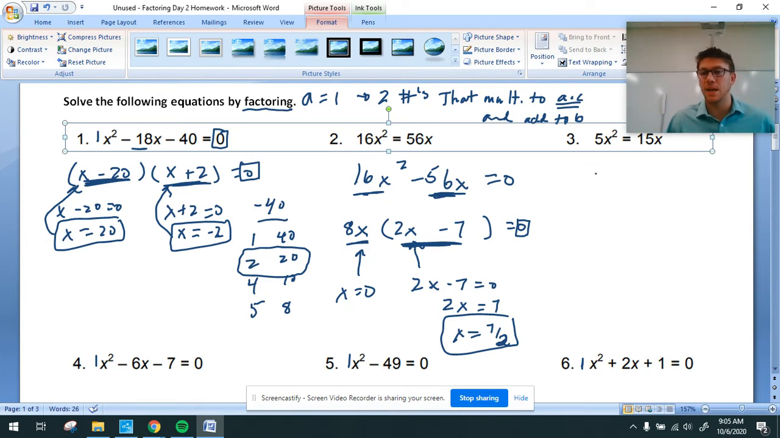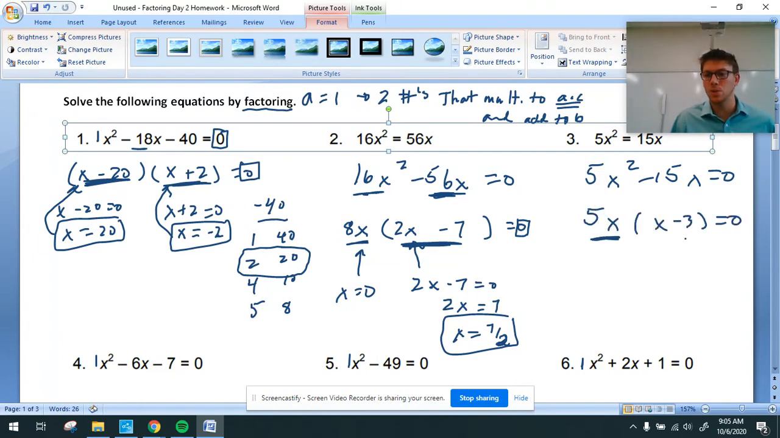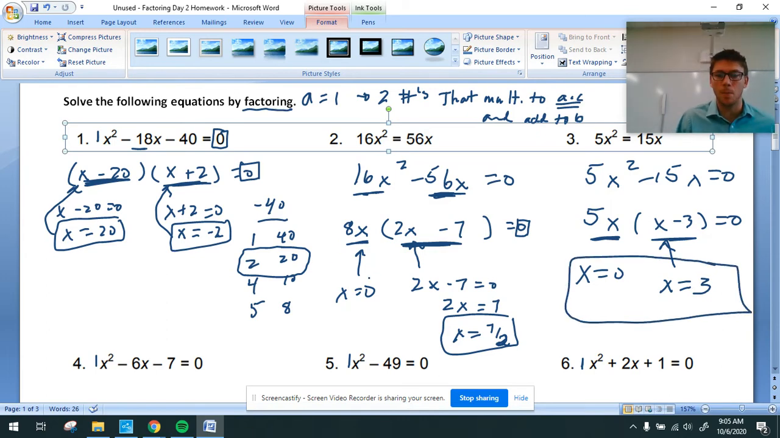Okay, let's look at number 3. Set it equal to 0. Always do that. 15x equals 0. Take out the GCF, 5x. We're left with an x minus 3. What are our two solutions according to my linear factors? x equals 0, and on this one, x equals 3. Why? Because those are the numbers that make it equal to 0.